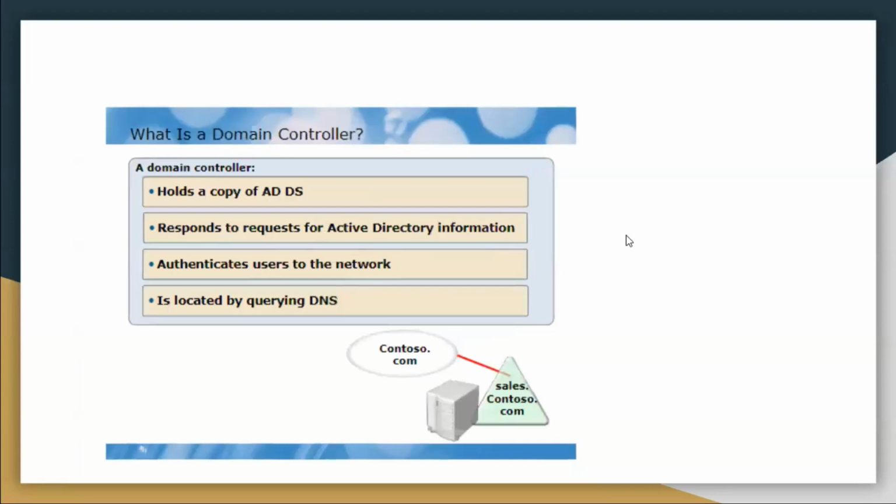So what is a domain controller? A domain controller holds a copy of ADDS. It responds to requests for Active Directory information. It authenticates users to the network and is located by querying the DNS.